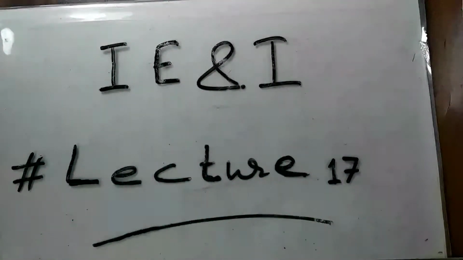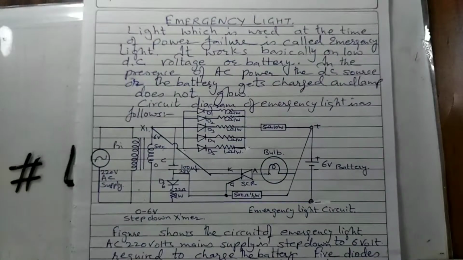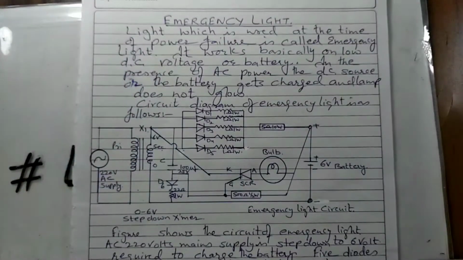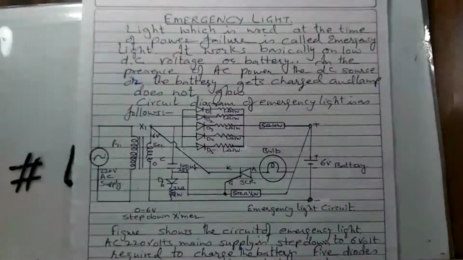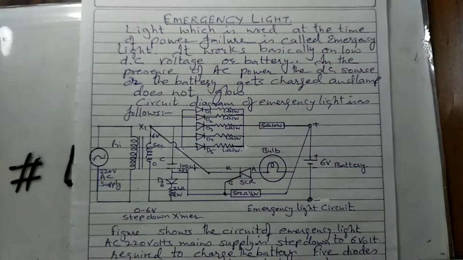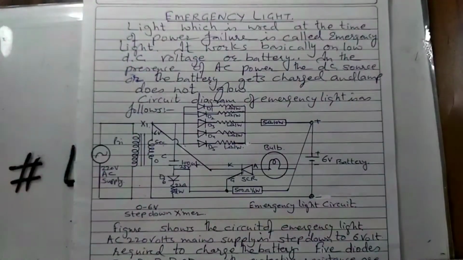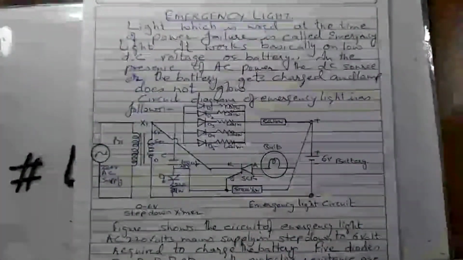The next application of thyristor is emergency light using thyristor. The light which is used at the time of power failure is called emergency light. It works basically on low DC voltage or battery. In the presence of AC power, the DC source or battery gets charged and the lamp does not glow.